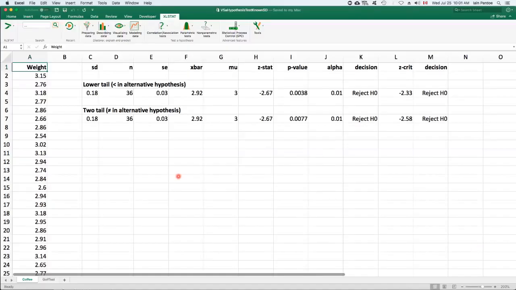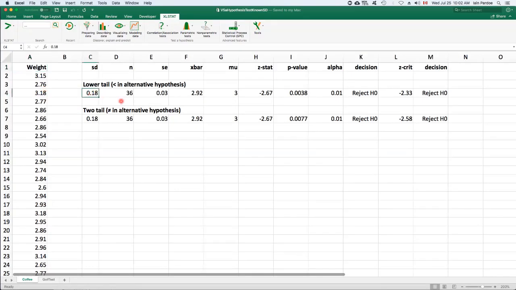In this video, I'll go through hypothesis testing for the mean in the case of a known assumed population standard deviation. So our example here is 36 sample measurements of weights of coffee, and the hypothesized mean is 3 pounds, and we're testing a lower tail test where the null hypothesis is that the mean is greater than or equal to 3, and the alternative hypothesis is that the mean is less than 3.